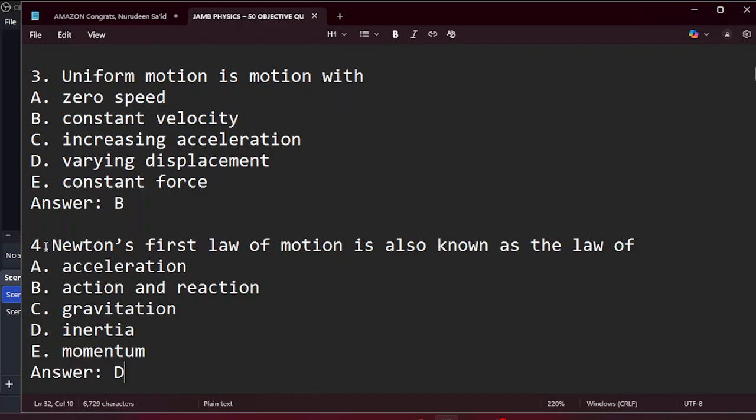Question number 4. Newton's first law of motion is also known as the law of A. Acceleration. B. Action and reaction. C. Gravitation. D. Inertia. E. Momentum. The answer is D, which is inertia.